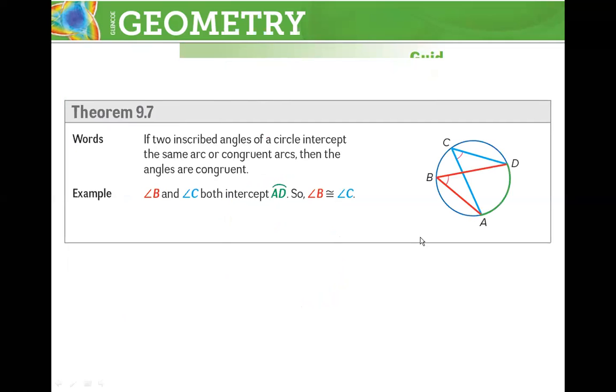Okay, pay attention, it's a new theorem. This theorem is talking about two inscribed angles. I have two inscribed angles here. I'm going to Muhammad Arif.